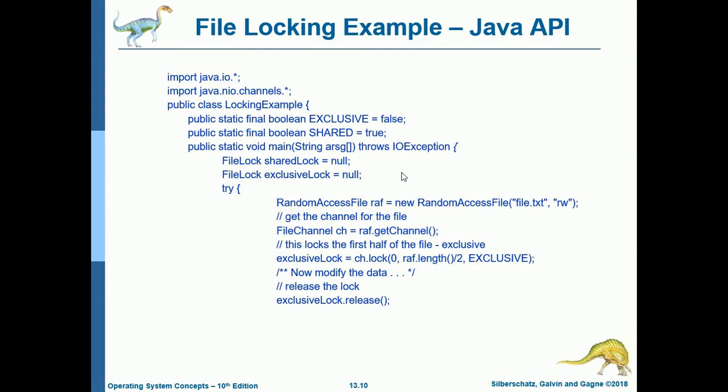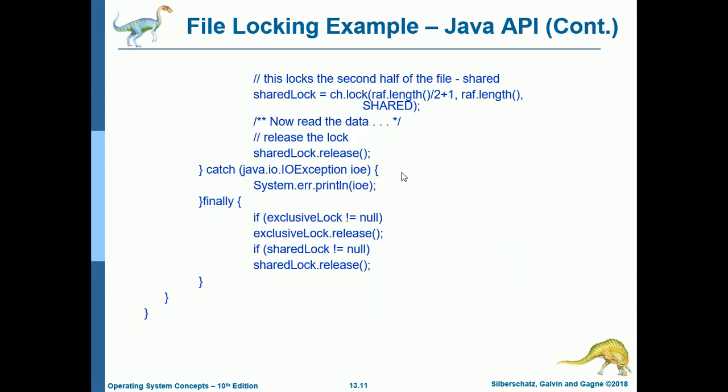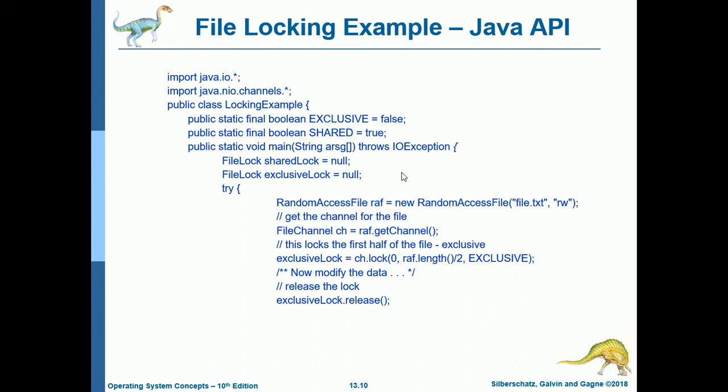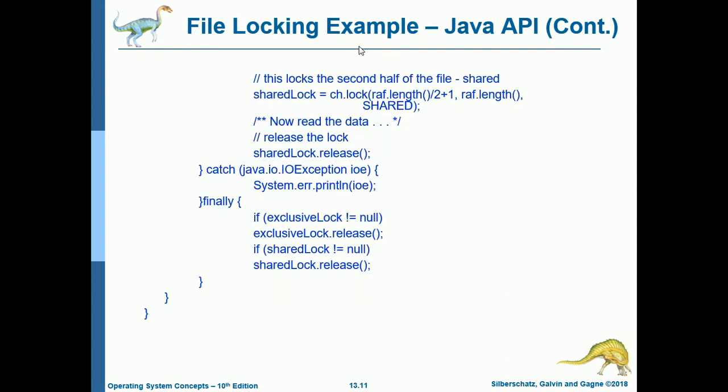Okay, so for this code, a file locking example using the Java API. This illustrates file locking in Java. This program acquires two locks on the file.txt. The lock for the first half of the file is an exclusive lock, and the second half of the file is a shared lock. So as you can see, we have this shared lock.